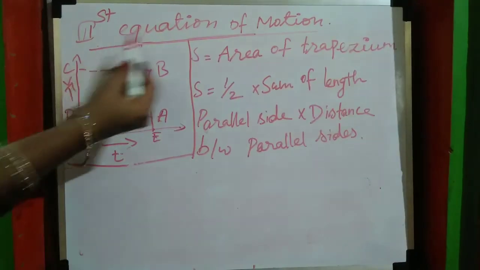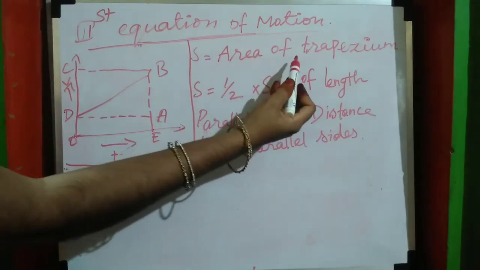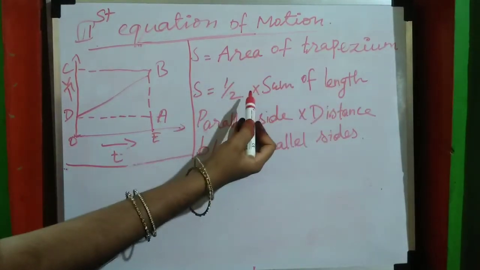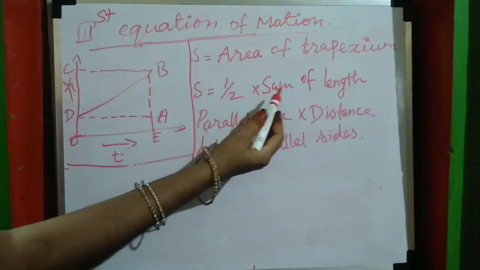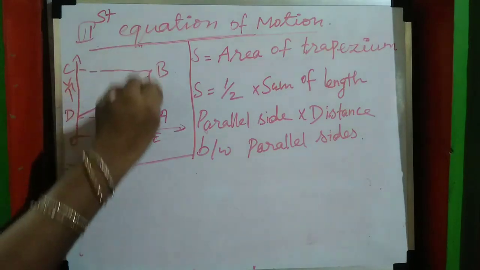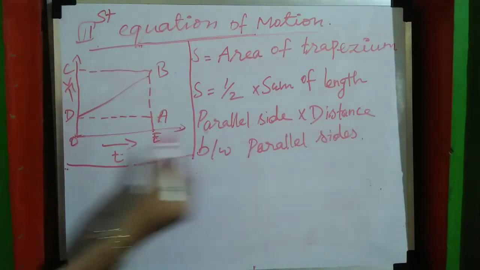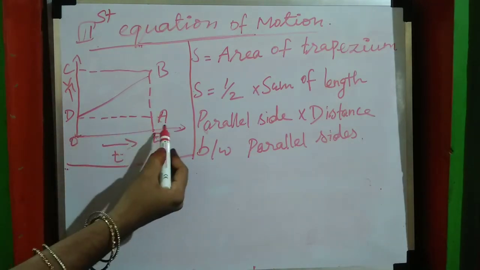Now see the third equation of motion. The distance S is equal to the area of the trapezium. This area of trapezium is equal to half into the sum of the lengths of the parallel sides, and then the distance between the parallel sides.